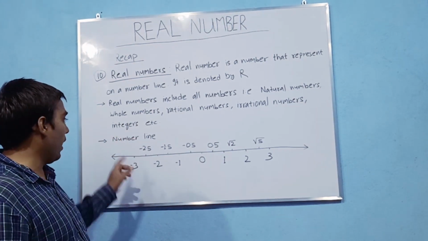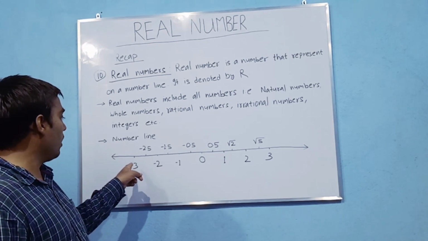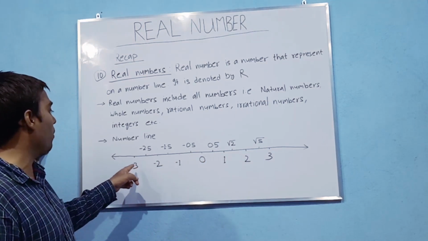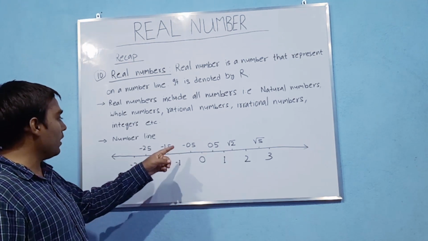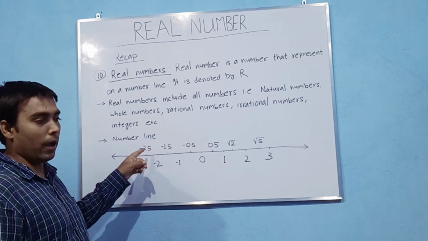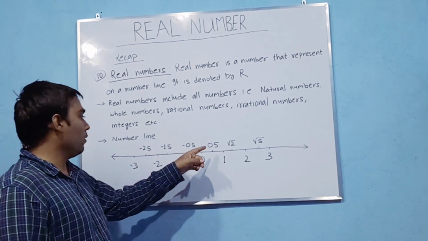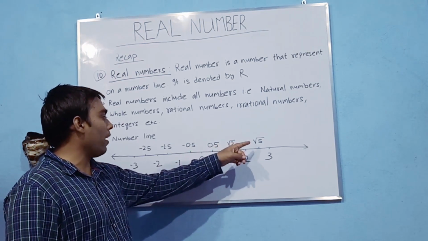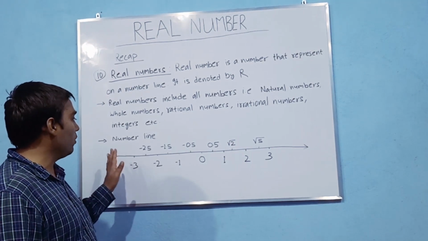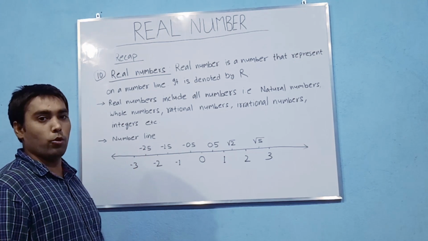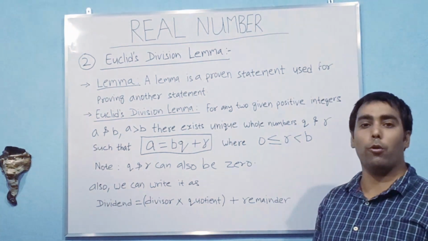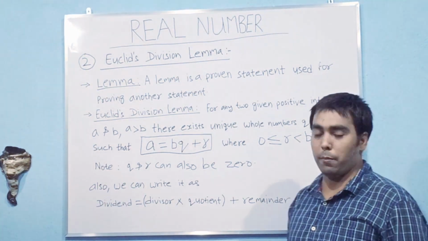Now we come to the number line. We see all integers are denoted here: 0, 1, 2, 3 and negative integers minus 1, minus 2, minus 3. And we can plot numbers like 0.5, 1.5, 2.5 in decimal form, and root 2, root 5, etc., which are irrational numbers. So we can plot every number on the number line, and these are denoted by capital R, that is, real numbers. Let us proceed further to our next topic, Euclid's division lemma.